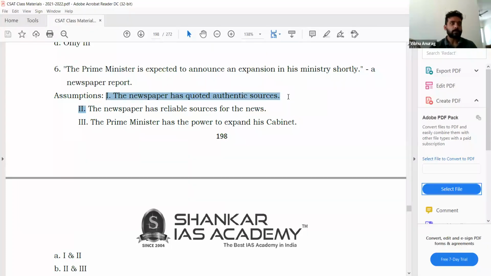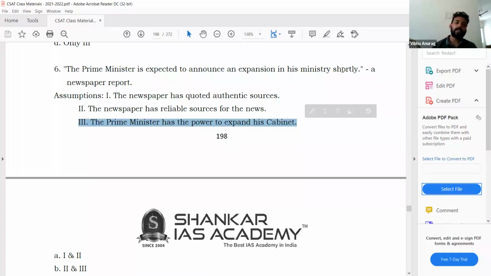Authentic means original, reliable, trustworthy, authentic. Because of the same reason, second assumption is also valid. The newspaper has reliable sources for the news. Okay, the newspaper believes, so they have published this story, so they believe that they have reliable sources for the news. Third one, Prime Minister has the power to expand his cabinet. Yes, because that's what they have said, that the Prime Minister is expected to announce an expansion. So he will announce an expansion only if he has the power to do it. So yes, the newspaper also believes that the Prime Minister has the power to expand his cabinet.